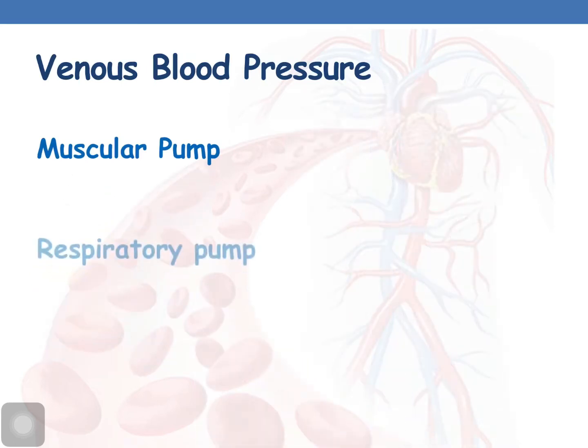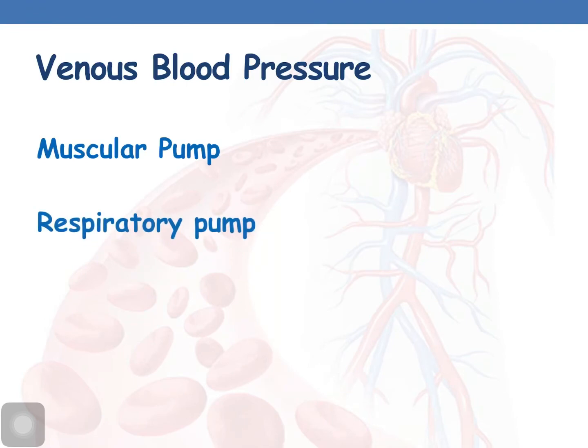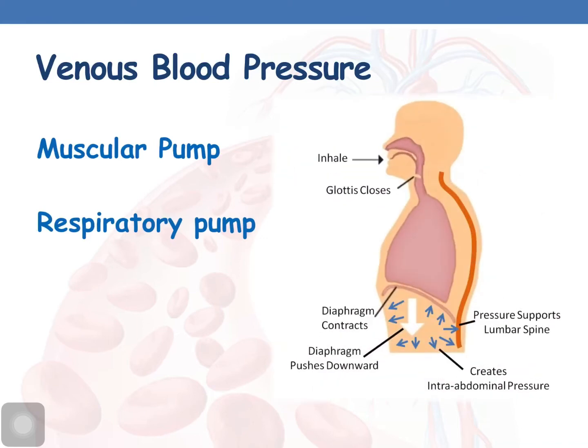So the next modification is the respiratory pump. The respiratory pump moves blood up towards the heart as pressure changes in the ventral body cavity during breathing. As we inhale, abdominal pressure increases, squeezing local veins and forcing blood towards the heart. At the same time, the pressure in the chest decreases, allowing thoracic veins to expand and speeding blood entry into the right atrium.